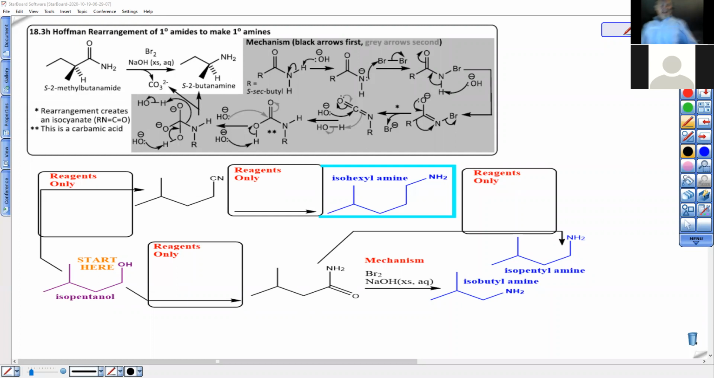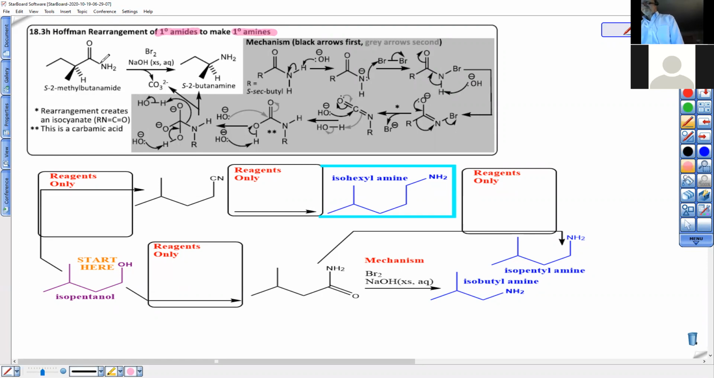Our biggest mechanism in this chapter is the Hofmann rearrangement. It's very limited in scope, but very useful nonetheless, because it's a way to make primary amines from primary amides. It only works under those two circumstances. Any other amide, you don't get this reaction.